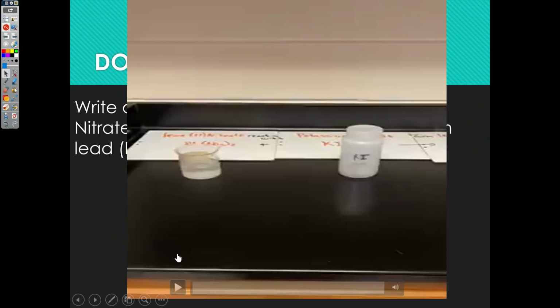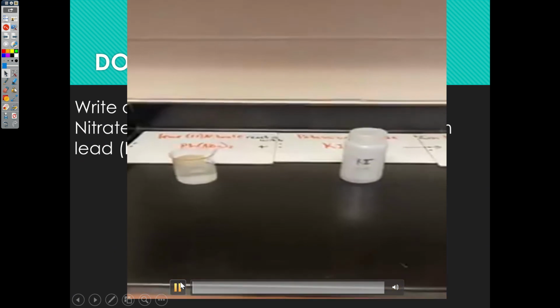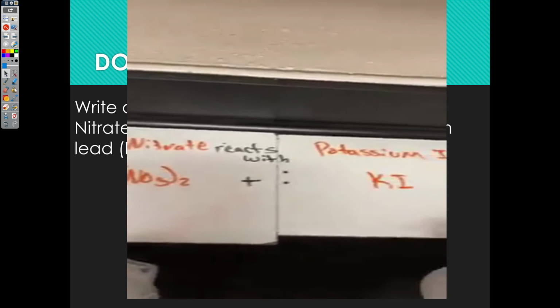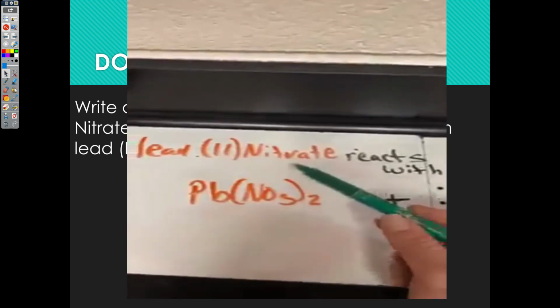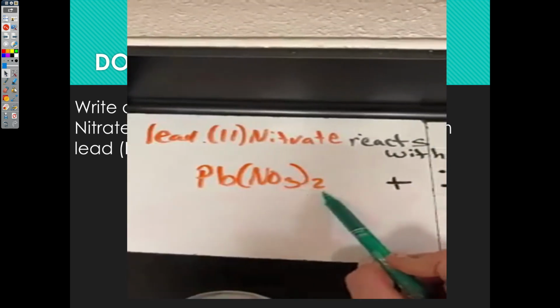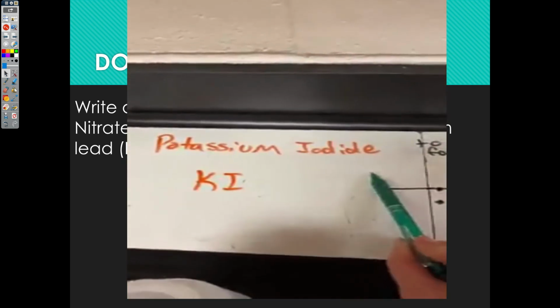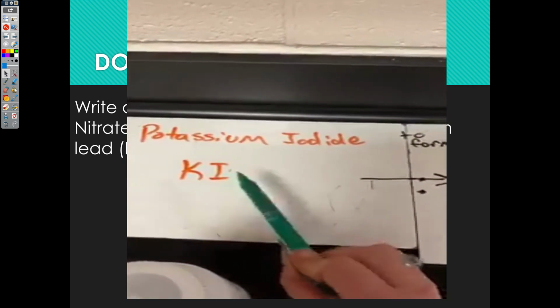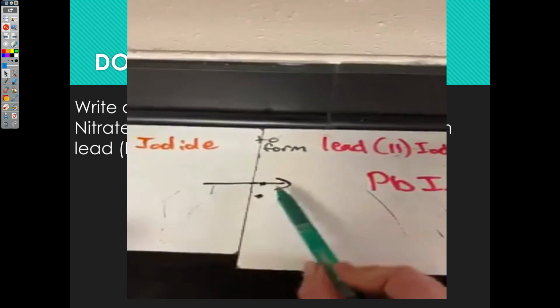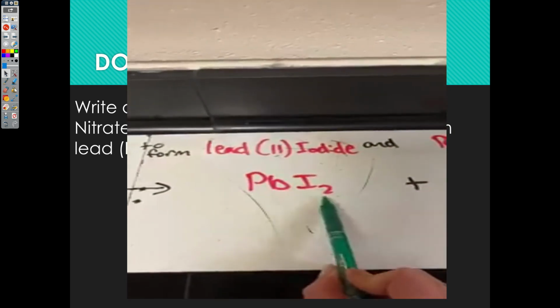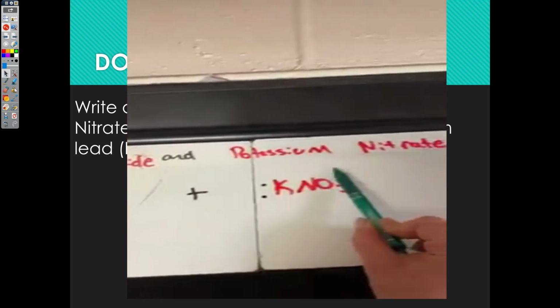All right, so let's see what happens. Time for a double replacement reaction. We've got lead 2 nitrate, which is Pb(NO3)2, reacts with, so plus, potassium iodide, which is just going to be KI, because both of them have a charge of 1, to form, so that's our yield arrow, lead 2 iodide, PbI2, plus potassium nitrate, KNO3.